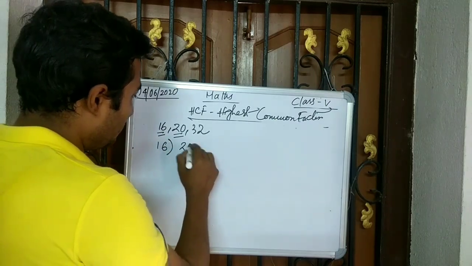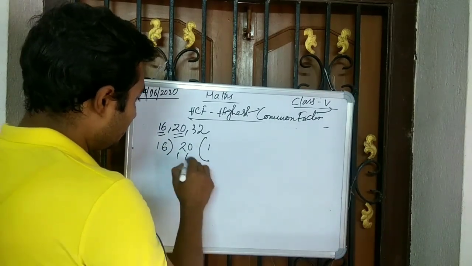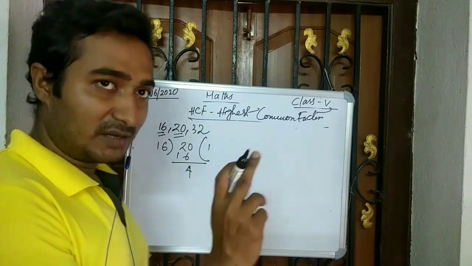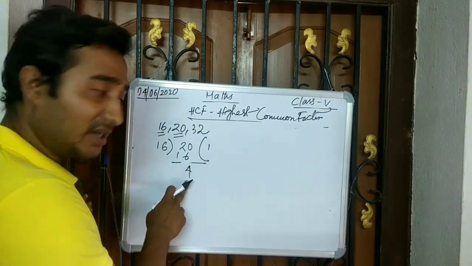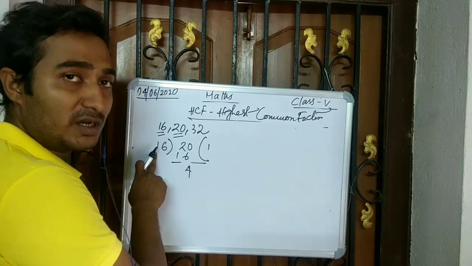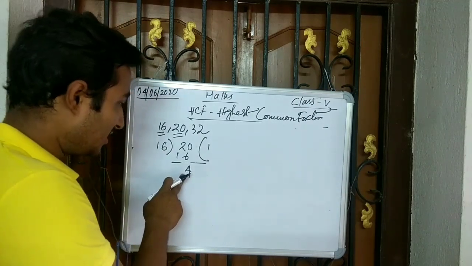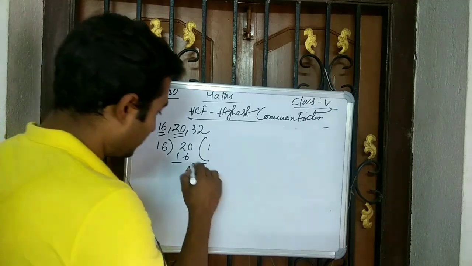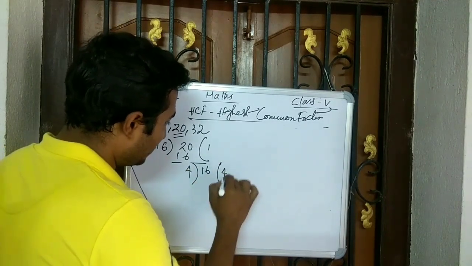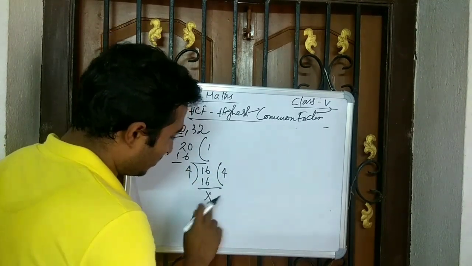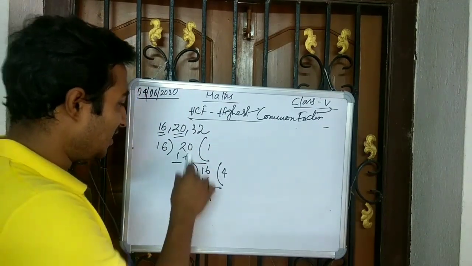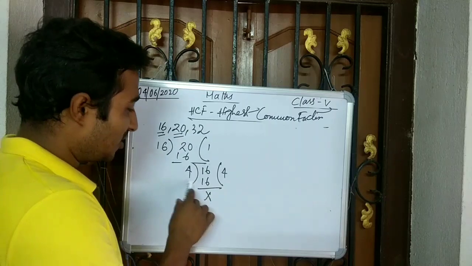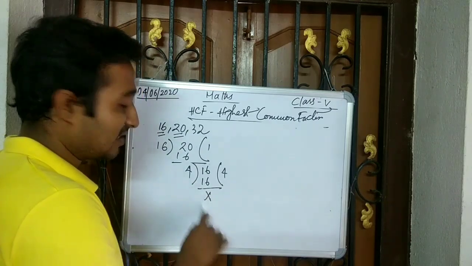16 on 20, remainder 4. Always remember, whenever we get a remainder, the previous divisor should be divided by that remainder. So by this number, we are going to divide this again. 4 4s are 16. So we will stop now. But how long will we continue? We will continue until we get the remainder as 0.